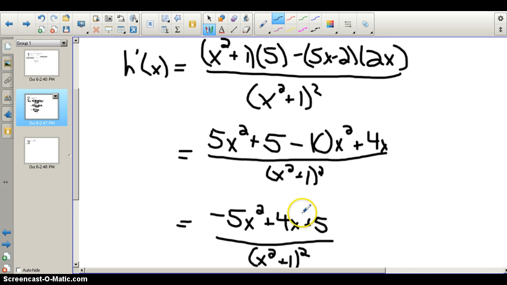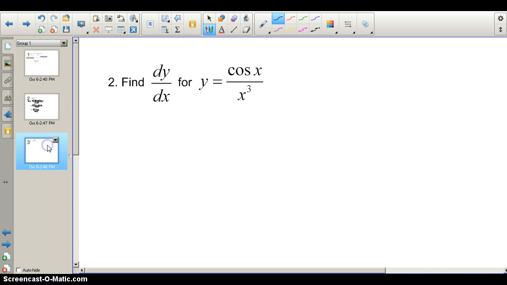Every now and again you can factor the numerator and cancel a factor in the numerator with one of the factors in the denominator. That's not common, but it's still something that you should look into, because if you have to find a second derivative, you want to make your first derivative as simple as possible before finding your second derivative. Let's take a look at one more example.